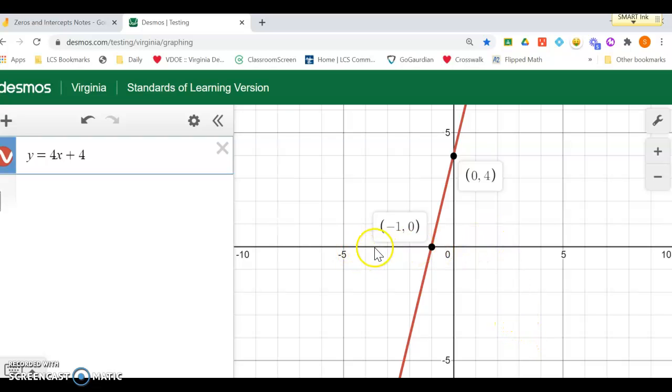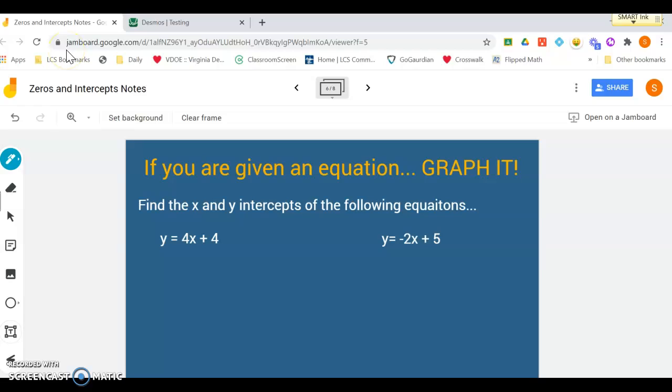And hopefully you remember that the x-intercept is the horizontal line. So my x-intercept is right here at -1, 0. My y-intercept, if I follow the y-axis, is right here at 0, 4. So if you click on those points, it will actually come up with the actual answer. So for number 1, my x-intercept was at -1, 0, and my y-intercept was at 0, 4.